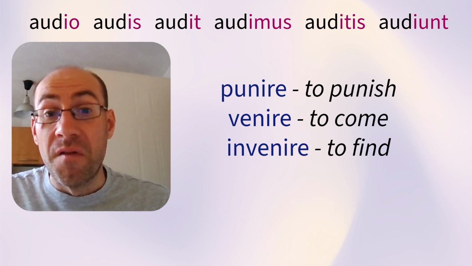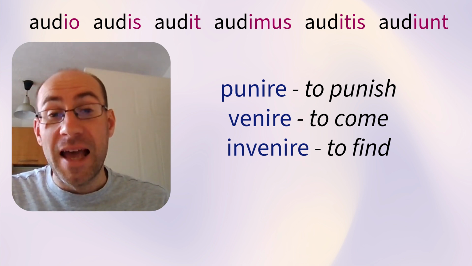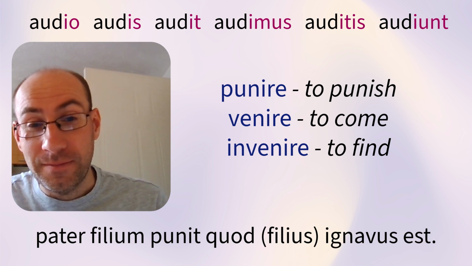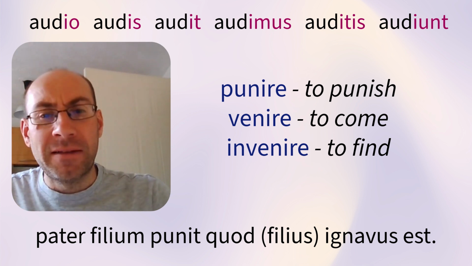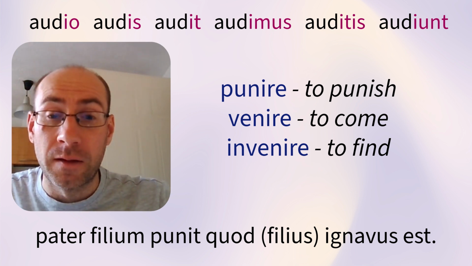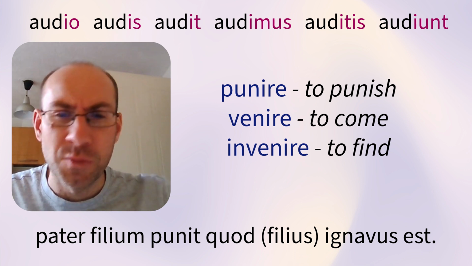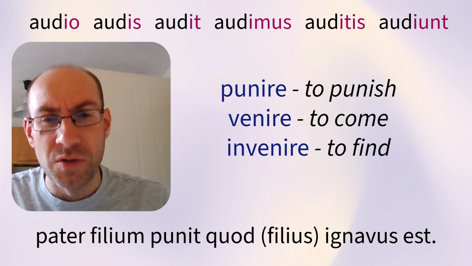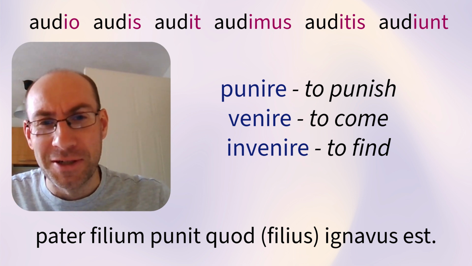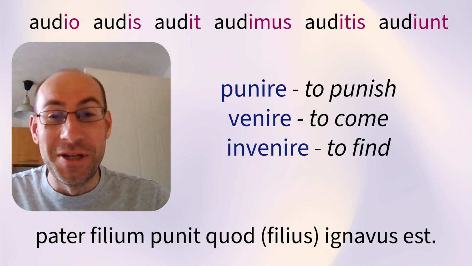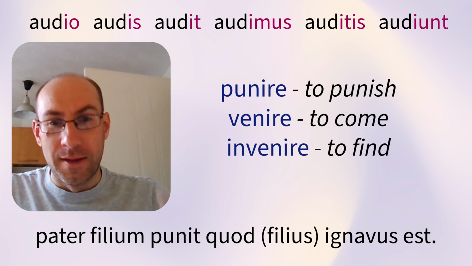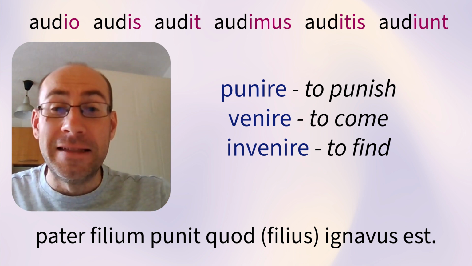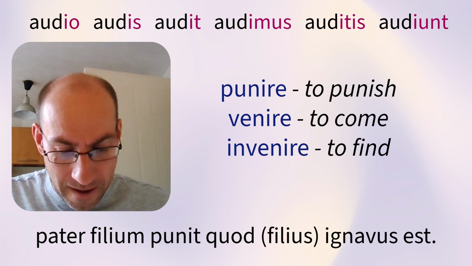Quod filius est ignavus. Quod filius ignavus est. Pater filium punit. Quod ignavus est. I guess we could leave out the word for son. Presumably it's the son that's lazy is being punished, not the father. But you can put the filius in if you like. Pater filium punit. Quod, in brackets, filius ignavus est.